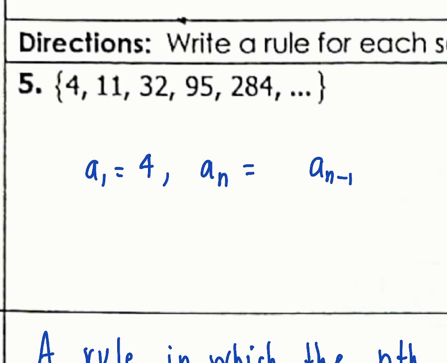My recursive rule for this is, I'm taking the previous term, I'm multiplying it by 3, and I'm subtracting 1. I'm taking a sub n minus 1, that's my previous term. I'm multiplying it by 3, and I'm subtracting 1. So there's my recursive formula. You've got to define your first term. A sub 1 is 4. Then you got to state, to find my next term, I've got to take my previous term, multiply by 3, and subtract 1.